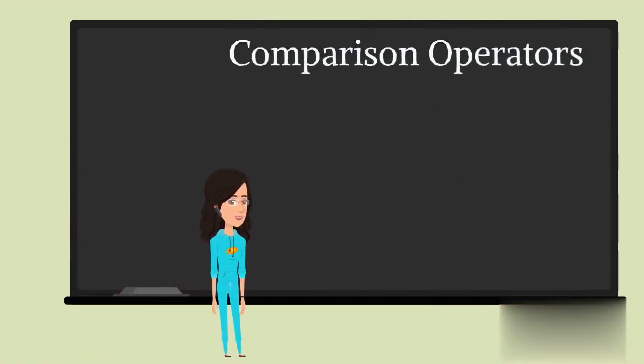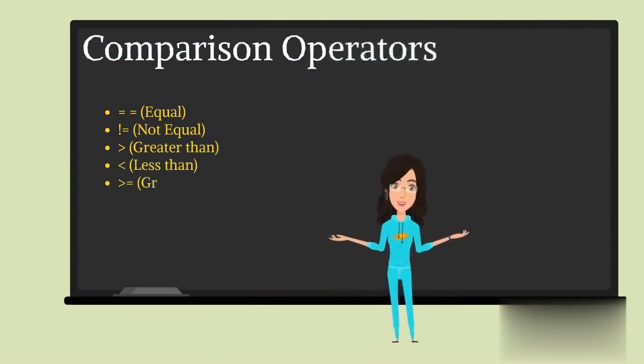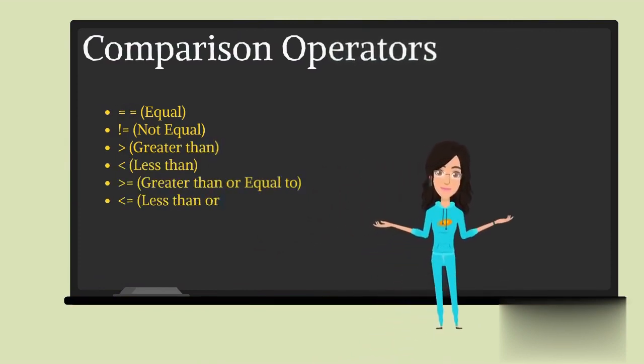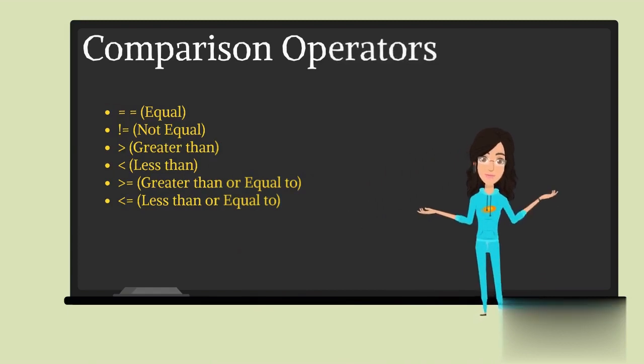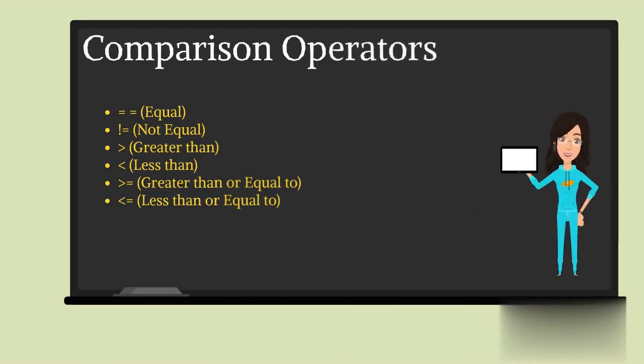Let's now see comparison operators. JavaScript supports the following comparison operators. First is equal. If the values of two operands are equal, then the condition becomes true. Second is not equal. If the values of the two operands are not equal, then the condition becomes true.